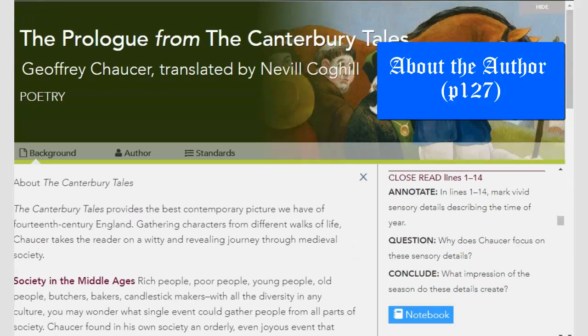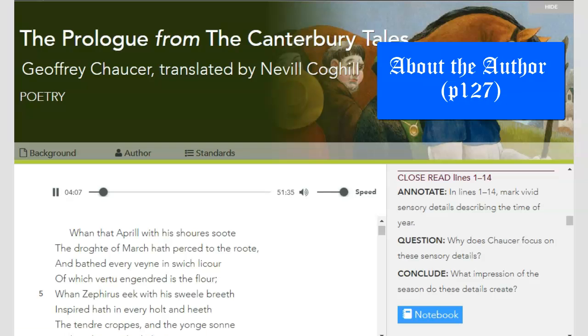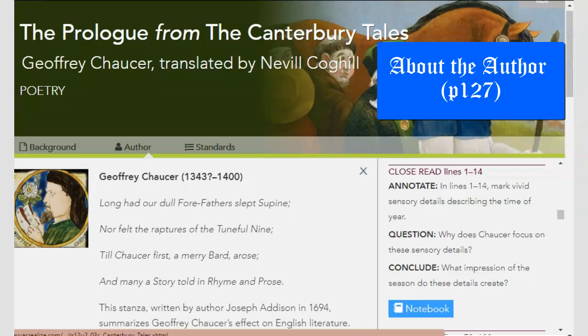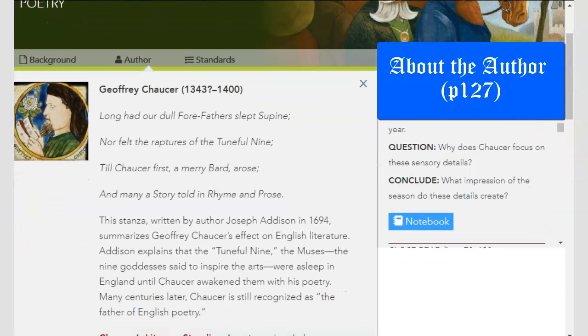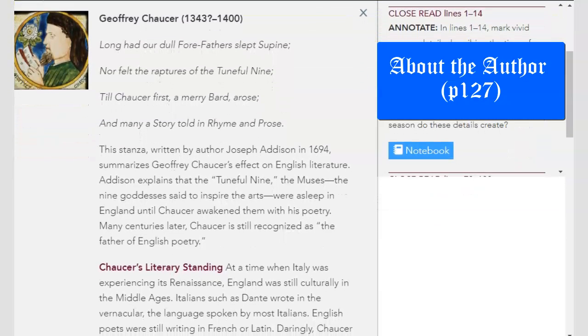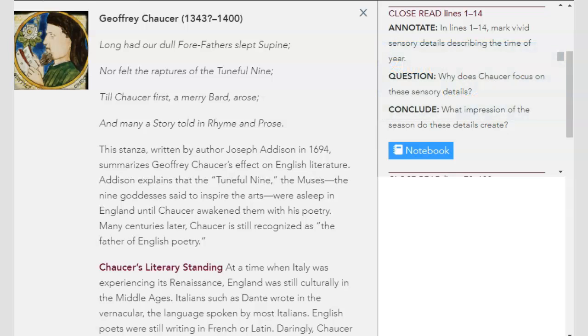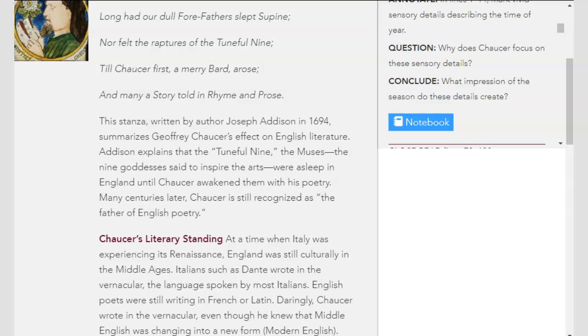About the author. Geoffrey Chaucer, born approximately 1343, died 1400. Long had our dull forefathers slept supine, nor felt the raptures of the tuneful nine, till Chaucer first a merry bard arose, and many a story told in rhyme and prose.